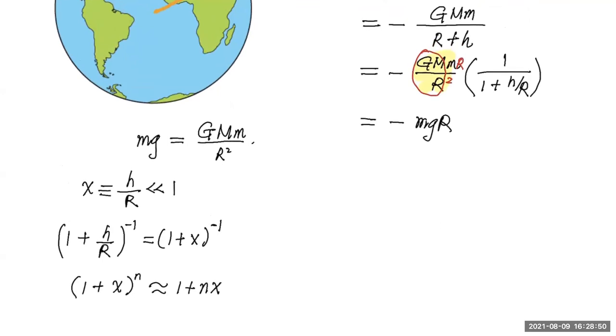Okay, so what do we have here? Roughly 1 plus nx. Again, n is -1, so 1 minus x, where x is h over R. Okay, now work this out. Isn't that equal to negative mgR, then plus mgh? Let me write down mgh first, minus mgR.